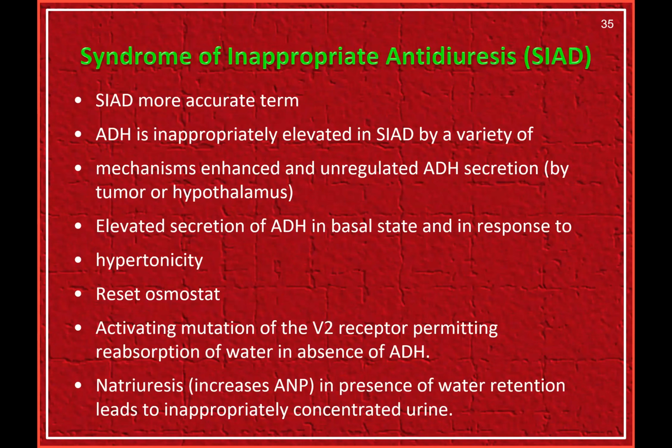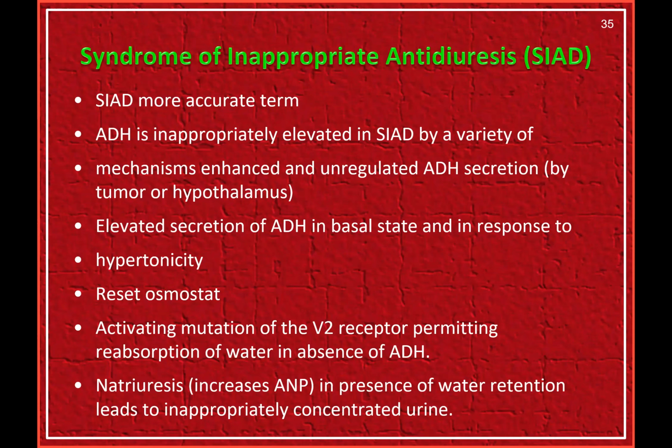So we'll need to know a little bit about SIAD. SIAD is a more accurate term, syndrome of inappropriate antidiuresis. ADH is inappropriately elevated in SIAD. That means normally whenever we have hypovolemia, hyponatremia, the pituitary will try to conserve water. But in some cases the pituitary's secretion of ADH is normal, but the ADH is coming from some extraneous source, and that is the one which is retaining water.